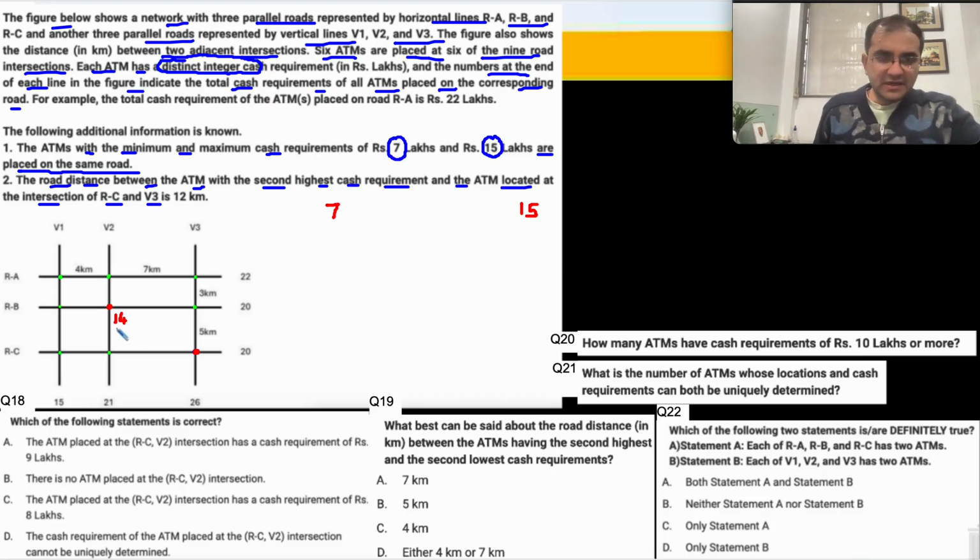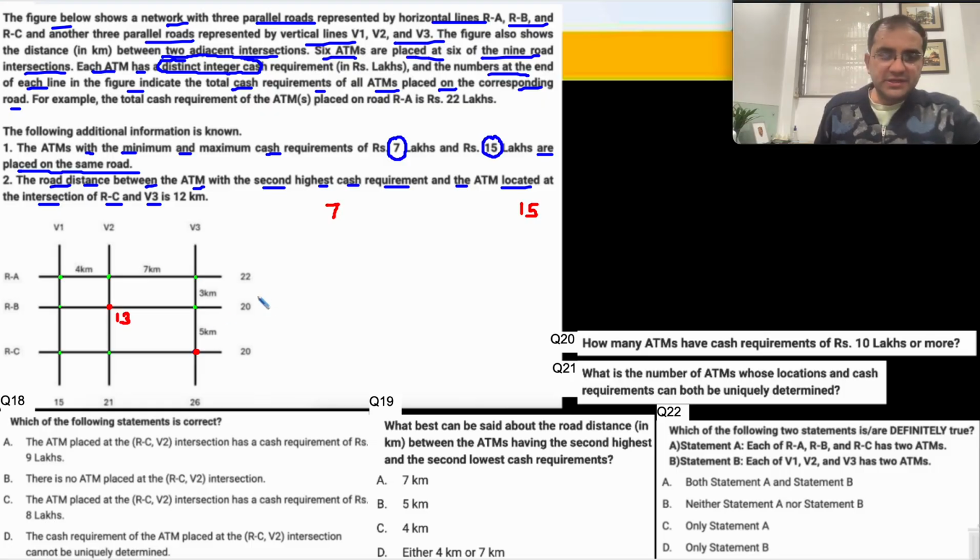If I place a 14 over here as the second highest value, then 14 के साथ 6 आना पड़ेगा, but 6 cannot be the other value because the lowest value is 7. So 14 cannot be the second highest value. Can I place 13 over here?